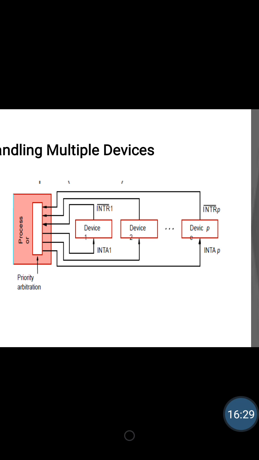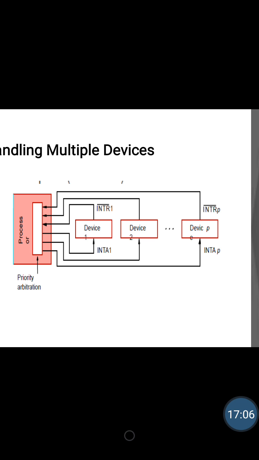Assume device 1 has high priority, device 2 second highest, device 3 third highest, device 4 fourth highest. Likewise, priority goes on decreasing from 1 to n devices. Okay. So which has high priority? 1, then 2, then 3, then 4, likewise. So if device 2 and device 4 are requesting the processor for an interrupt, then the priority arbitration circuit will solve the problem. That is, device 2 has higher priority than device 4. That's why the processor will go to serve device 2 upon the priority arbitration circuit.